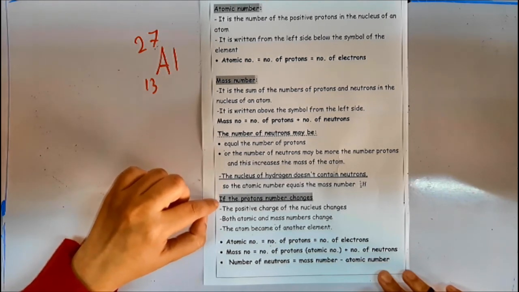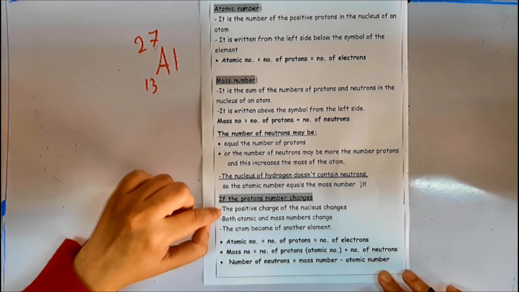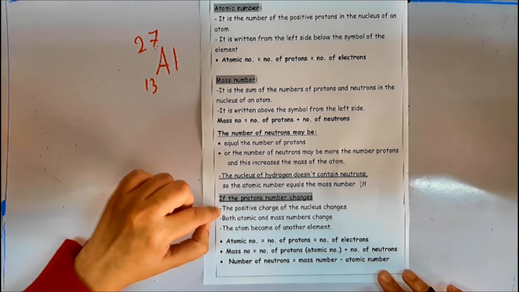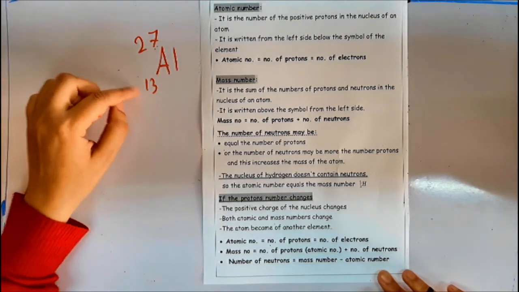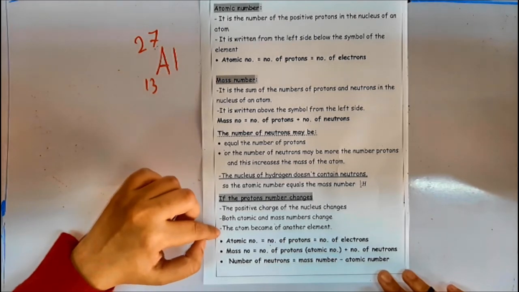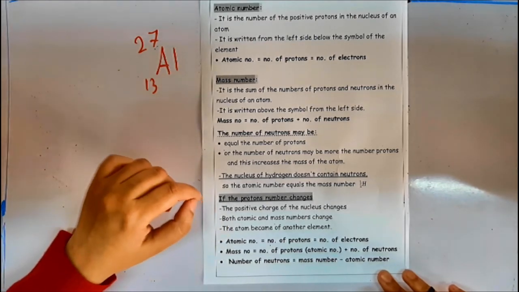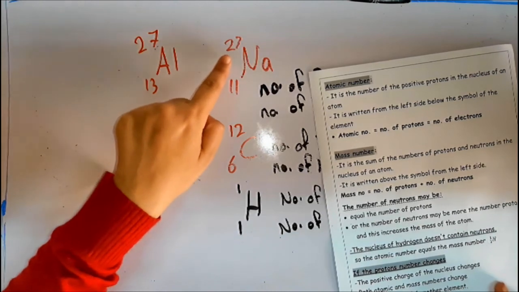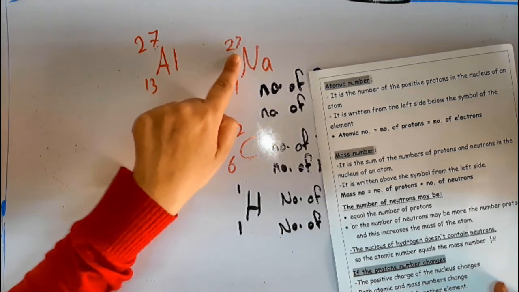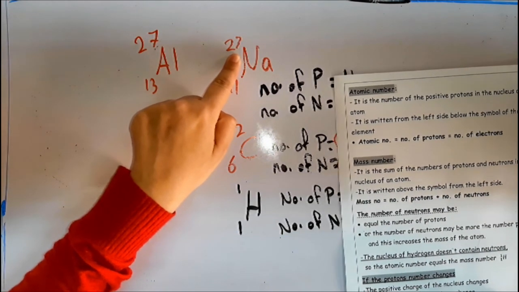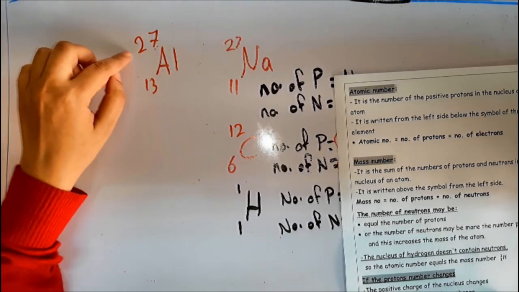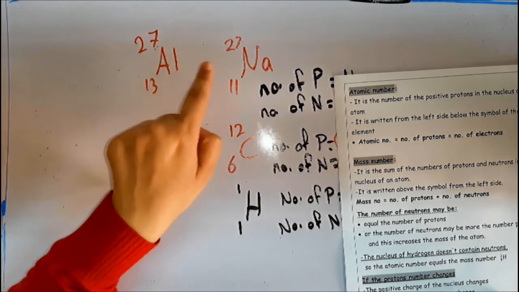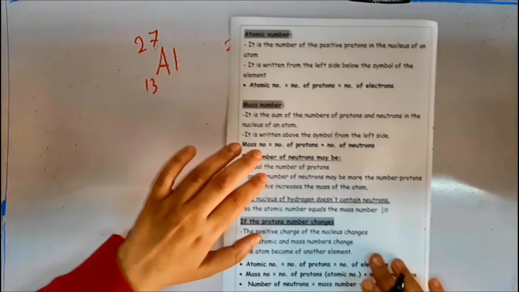What will happen if the protons number changes? Of course, we know that the charge of the protons is positive, so the positive charge will change, and both atomic number and mass number will change. So the atom will be another element. As in the case of sodium, its mass number is 23, and when I increase the number of protons, it will for example be 27, so it will be another element. This is sodium and this is aluminum.